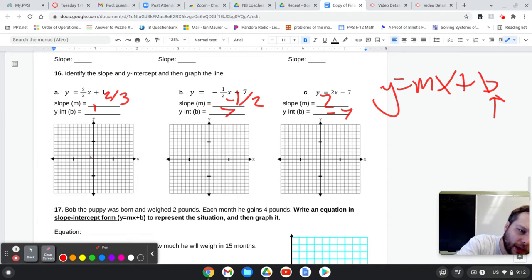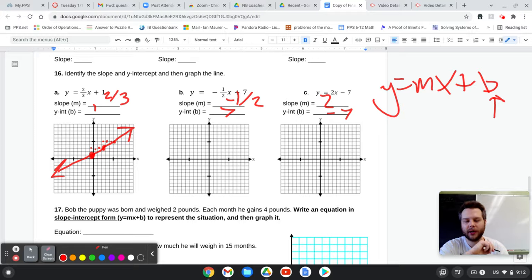Your graph, y equals 1, is my y-intercept. My slope is 2/3. Rise 2, run 3. That looks like right about there. I can do another. Rise 2, run 3, right about there. Connect my dots, put arrows on the end because the line goes on forever unless you have a reason that it doesn't. Okay, next one, part B.